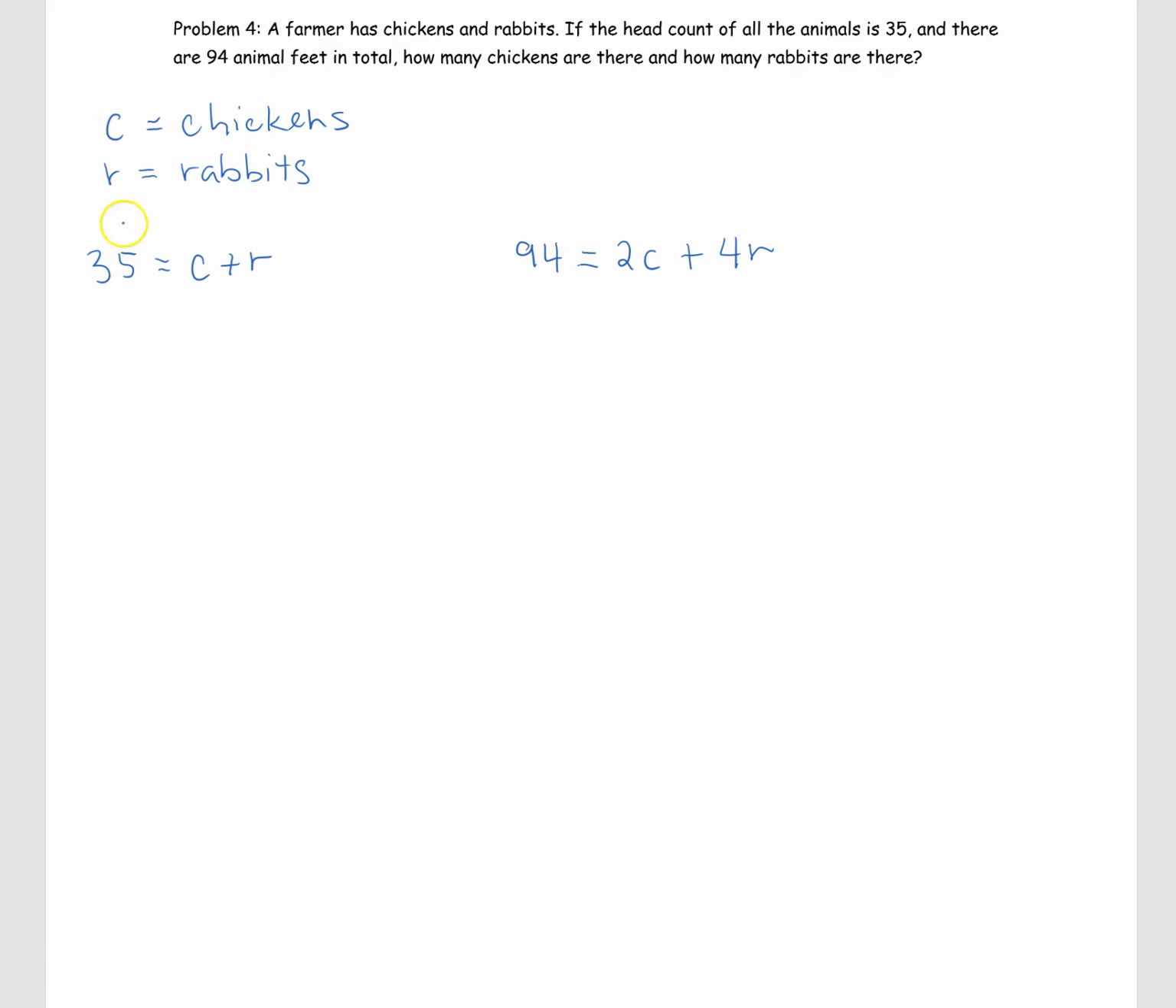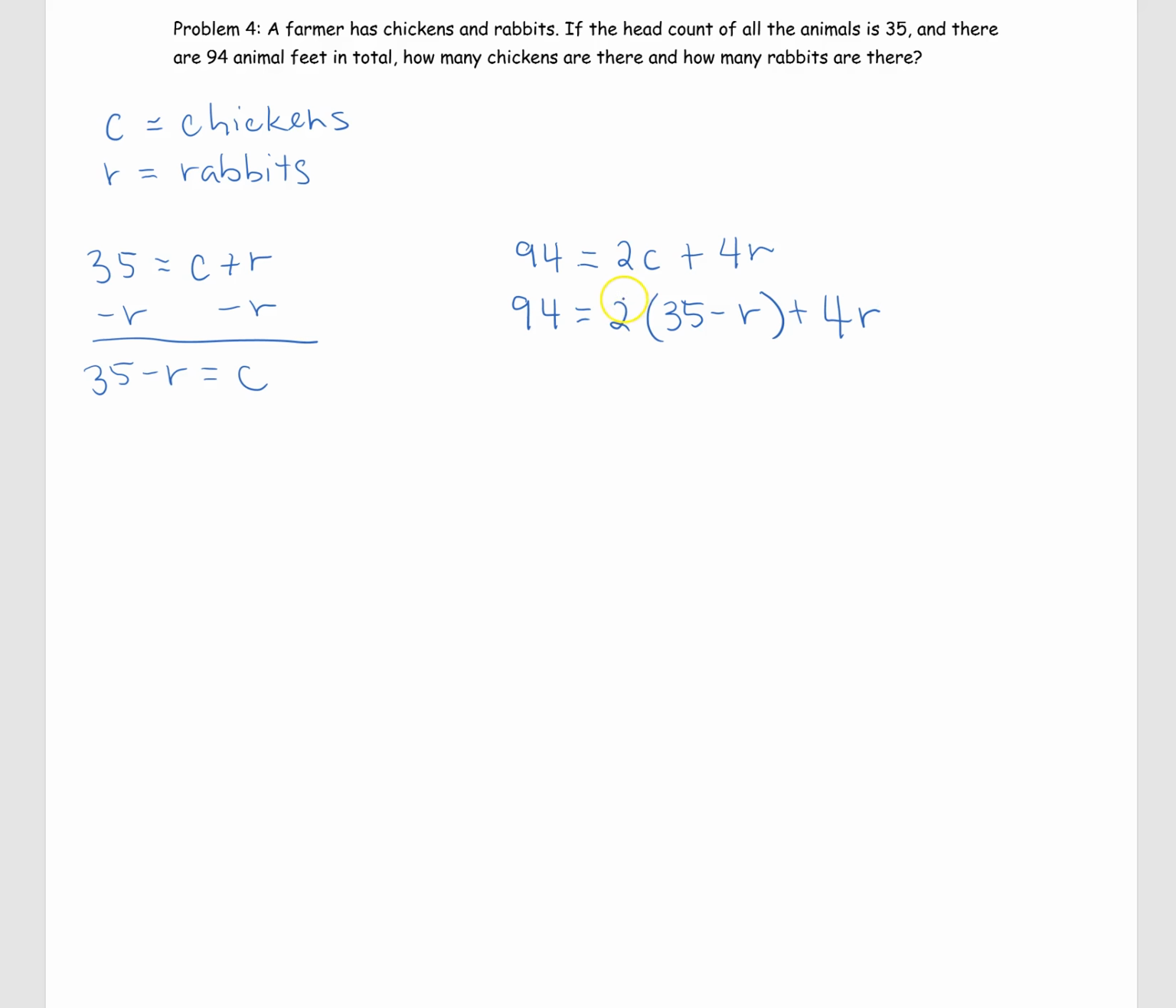The first thing I'm going to do is go back to this first equation and get one variable in terms of the other. I'm going to do this by subtracting r on both sides, which leaves me with 35 minus r is equal to c. So this is giving me c in terms of r. Now I can take this expression for c and plug it into this equation. That gives me 94 is equal to 2 times (35 minus r) plus 4r. And now I can solve for r in this equation.